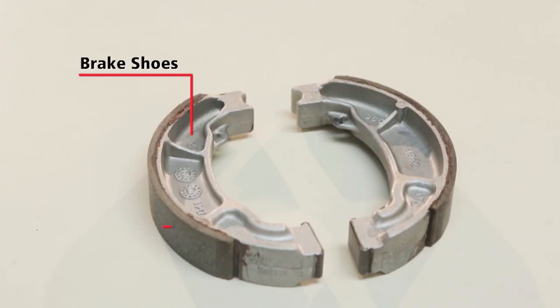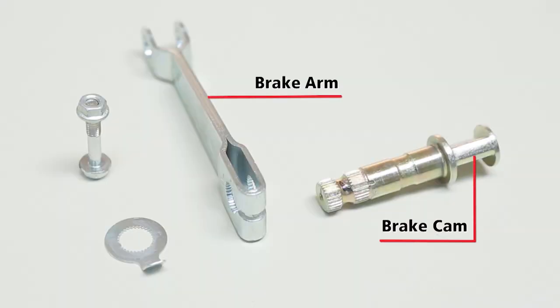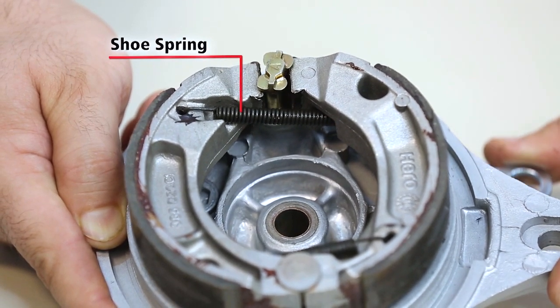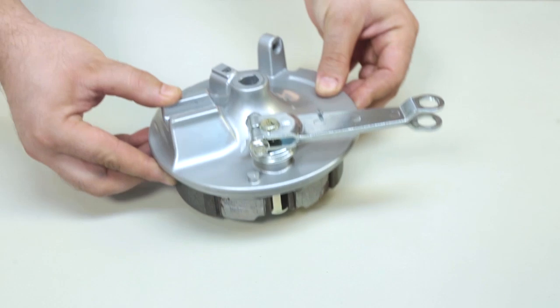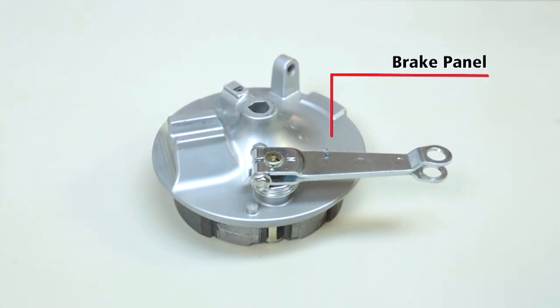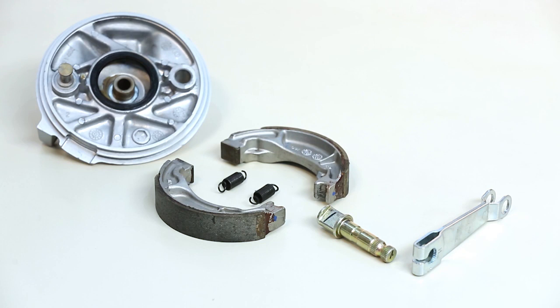The brake shoes have brake lining made up of high frictional material. A brake arm and a brake cam expand the brake shoes. Shoe springs squeeze the expanded shoes. The parts are held by a brake panel. The brake drum fits in the wheel hub. These parts make up the drum brake.